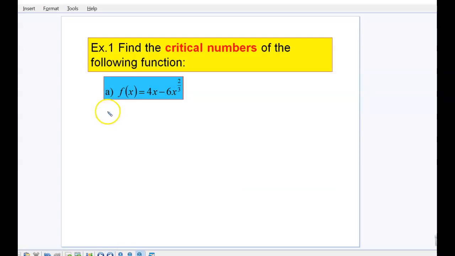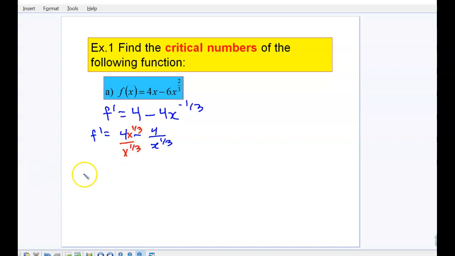So the first thing we have to do is take the derivative. The derivative of this function is going to be 4 minus 4x to the negative 1/3. If I simplify, this would be 4 minus 4 over x to the 1/3. If we wanted to combine these, we'd have to get a common denominator, so I'd multiply this side by x to the 1/3 over x to the 1/3. So this equals (4x to the 1/3 minus 4) over x to the 1/3. Now I have my derivative as a fraction.